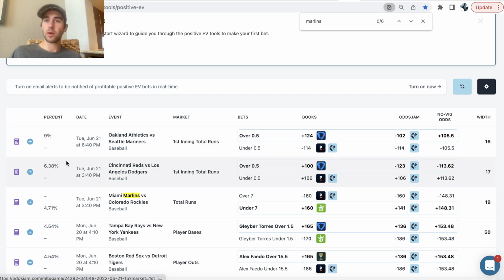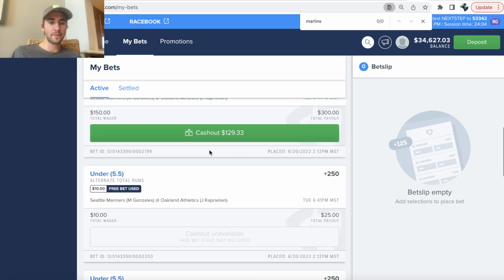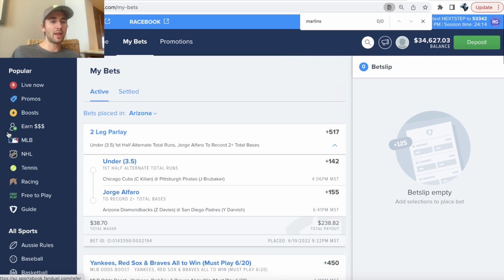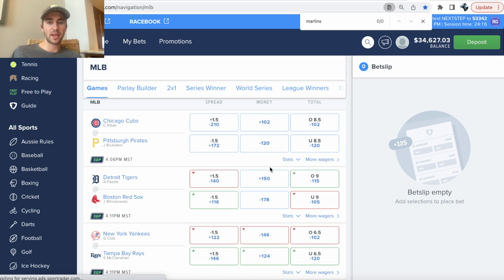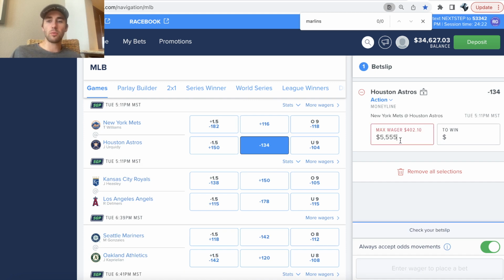Profit margin 6.38%. And I was able to bet slightly more, which you can see right here. Right here at plus 100, they give you slightly higher betting limits, $60. So again, sportsbooks don't take unlimited amounts of money on bets. Depending on your account, they may give you more or less, but you can see for the Astros game tomorrow, they'll give you a max wager of 402.10.